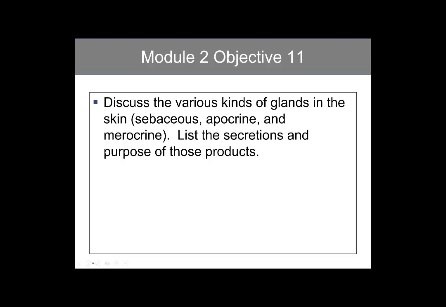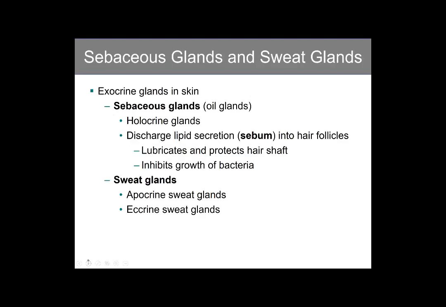Module 2, Objective 11: discuss the various kinds of glands in the skin, including sebaceous, apocrine, and merocrine, and list the secretions and the purpose of those products. Exocrine glands of the skin.